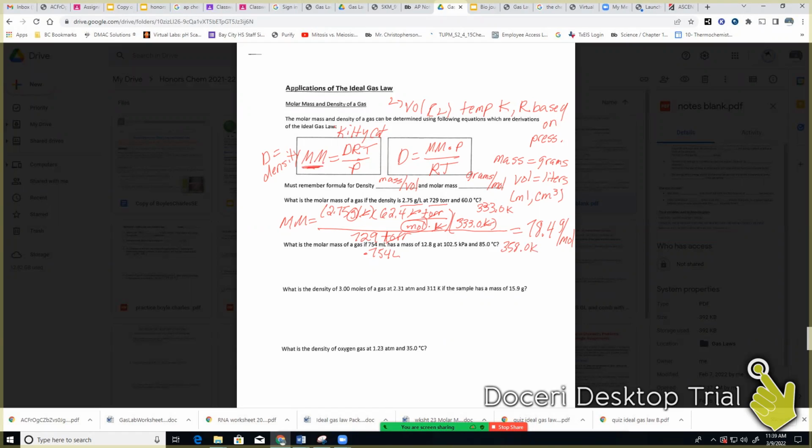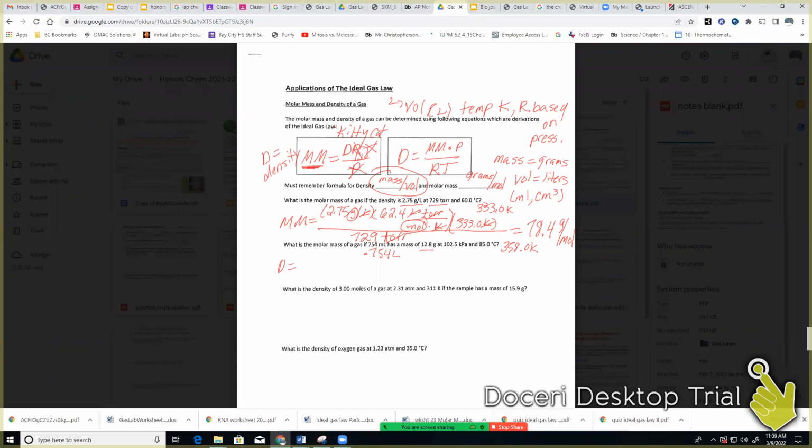So if I look at my formula, I'm going to mark on my formula, don't mark on yours. We're trying to find molar mass. I have my pressure. I have my temperature. I have my R. I don't have my density. But do I have the information I need to get density? Yeah, because density is mass divided by volume.